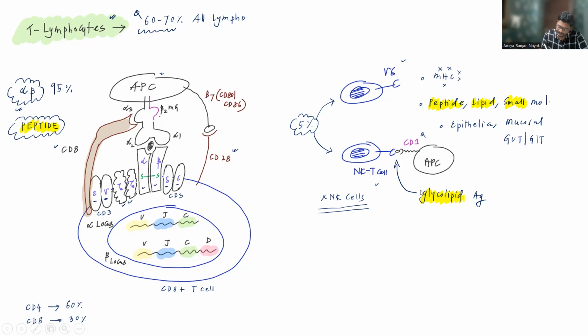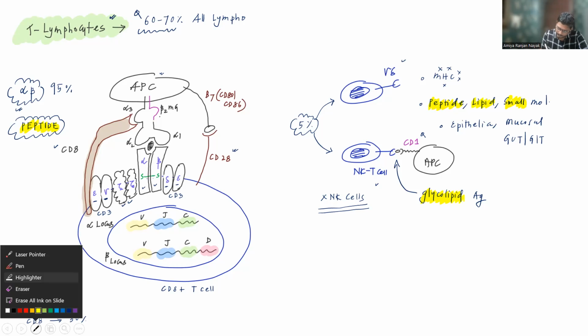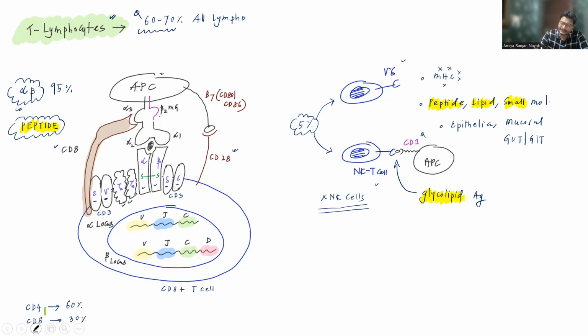And of course, the numbers are important, as I have already told you. T lymphocytes constitute around 60 to 70% of the peripheral blood lymphocytes, out of which 95% are alpha beta type and 5% may be gamma delta or NK T cells. Among these alpha beta T cells, 60% are CD4 positive and 30% are CD8 positive. So these are the basics of T lymphocytes.